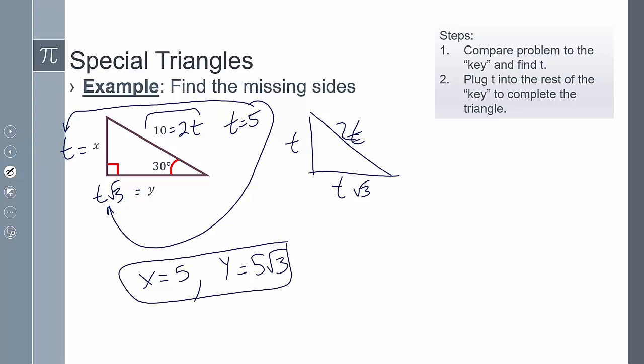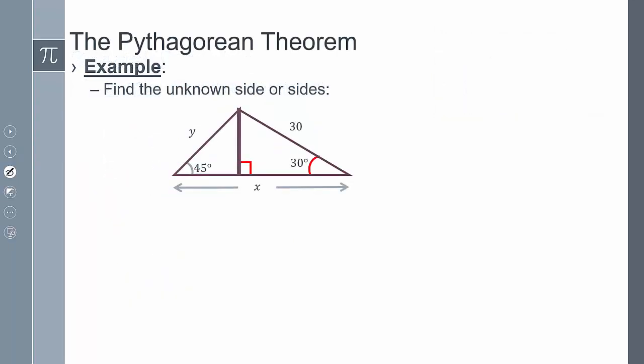So the key here is to remember or memorize the key, and then you just set each corresponding side of the key to what's given, and you'll always be able to complete it. Let's look at a little bit more difficult one here. So find the unknown sides.